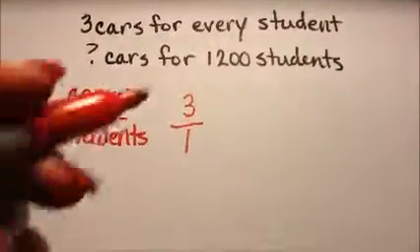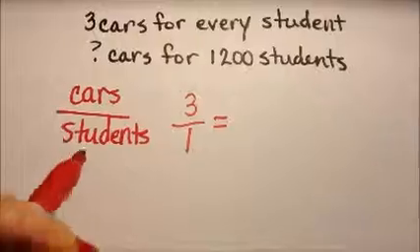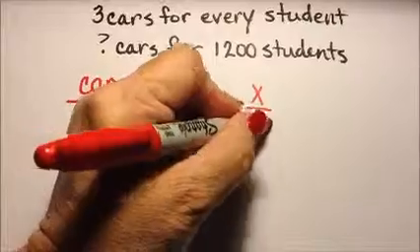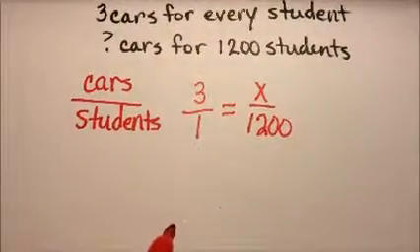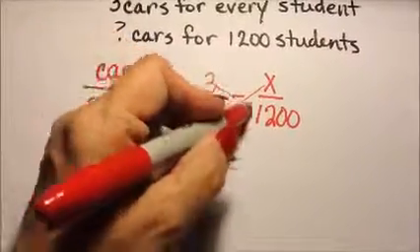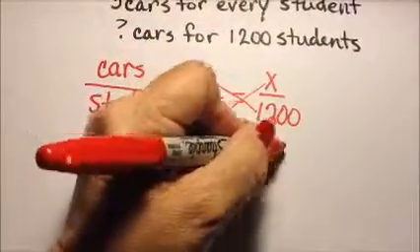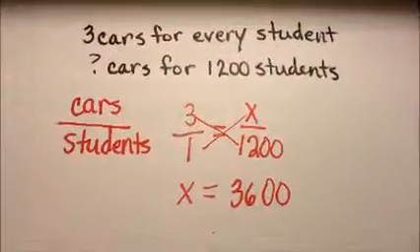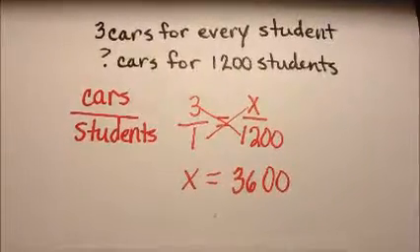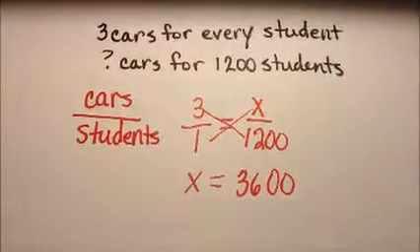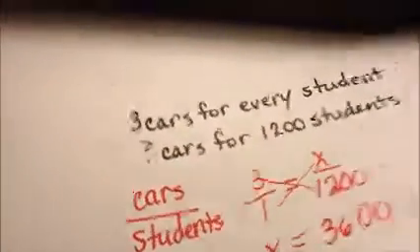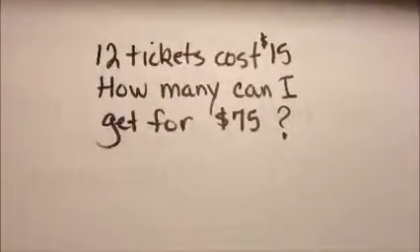So that's 1 student. All right, now it says how many cars, so I don't know how many cars for 1,200 students. Okay, so then I cross multiply, and x equals 3 times 1,200, which is 3,600. So I need 3 cars for every student, so that means I have 3,600 cars for 1,200 students. Okay, let's look at this one.